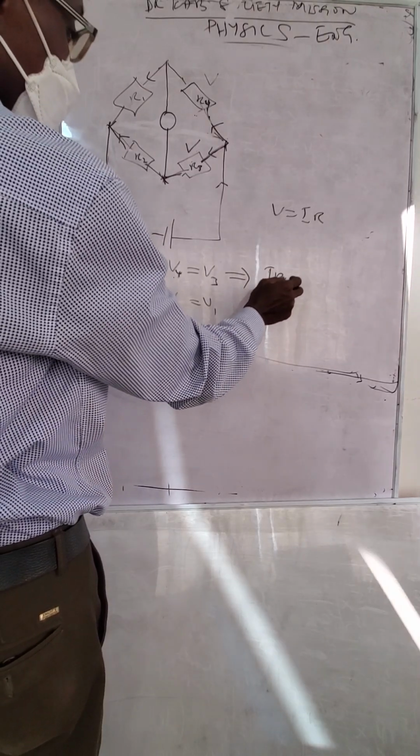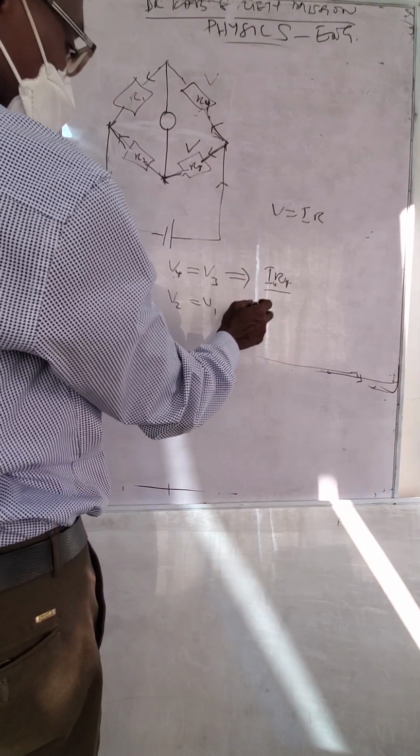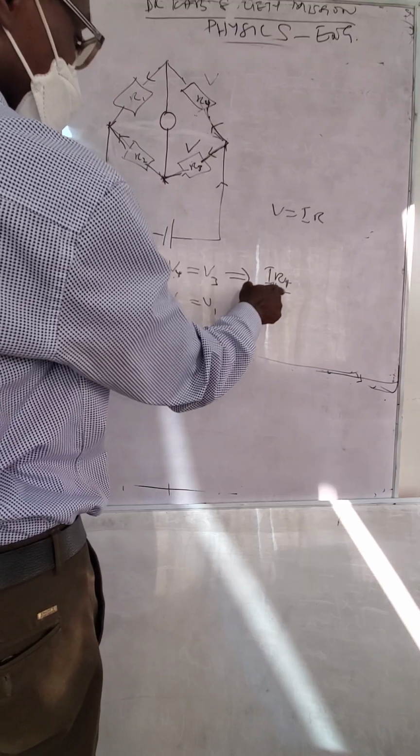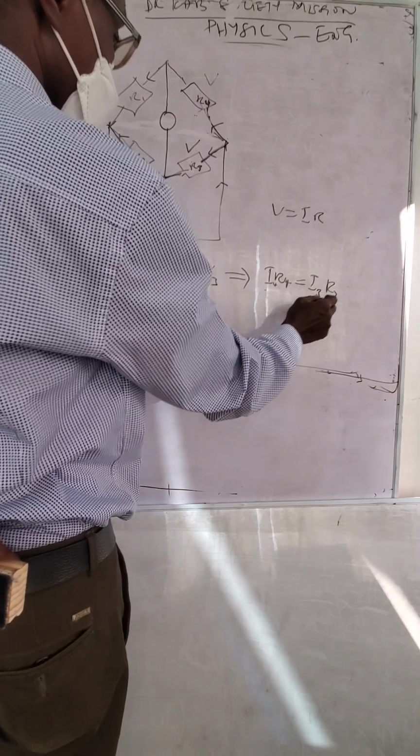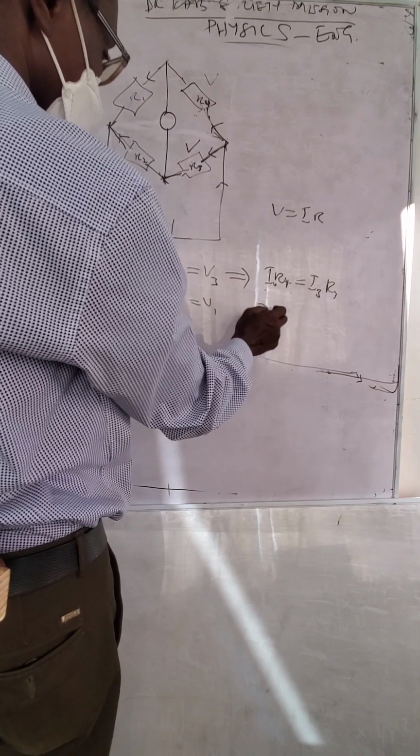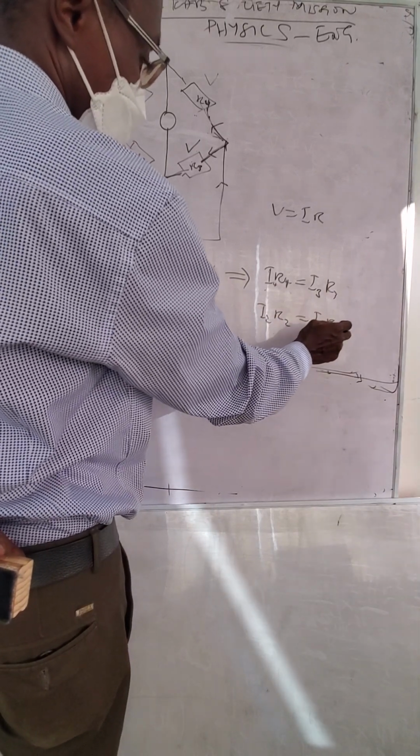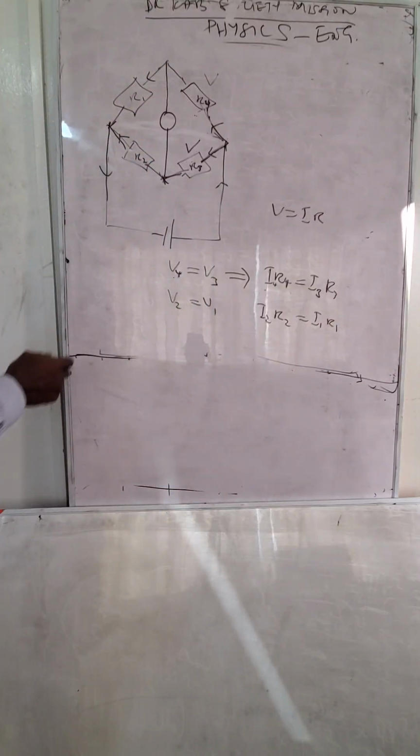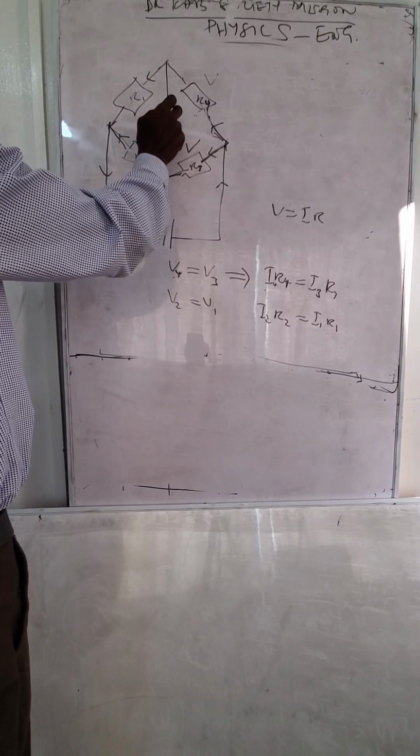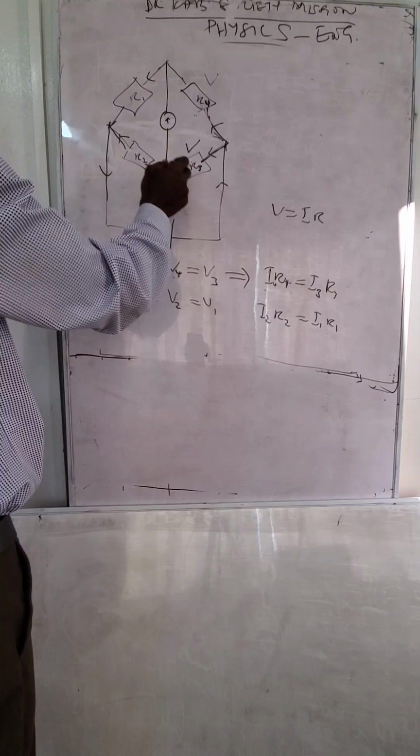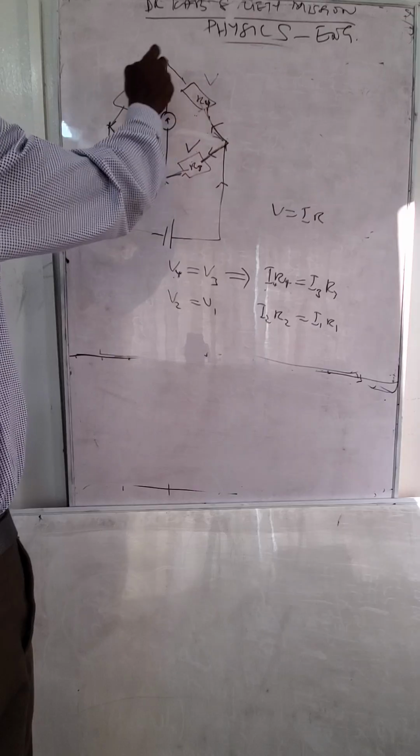R4, and this is the current I4. The voltage here is equal to I3 R3, and this is also going to give us I2 R2 is equal to I1 R1. Okay, now at the balance point, no current flows through the galvanometer. So this is the point where there's balance, no current is flowing through this.